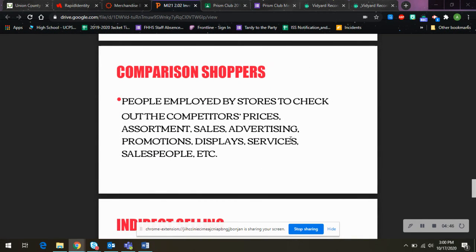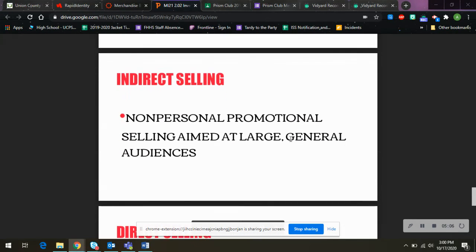Comparison shoppers are people employed by stores to check out the competitors' prices, assortment, sales, advertising, promotions, displays, services, and salespeople. So this would be like JCPenney moving into the Monroe Mall, and having specific people go over to the Belks that's already there and see their prices, assortments, all that. So they're kind of scoping out the competition.